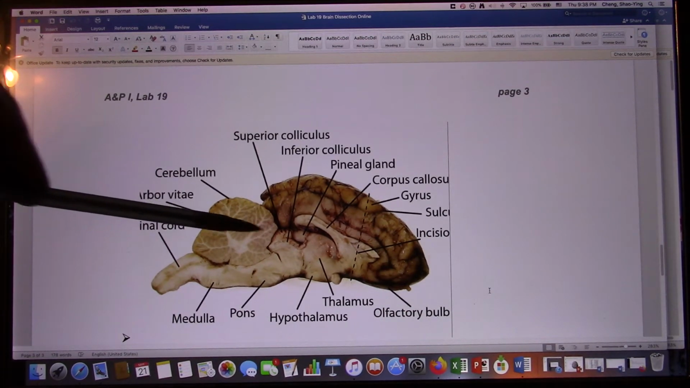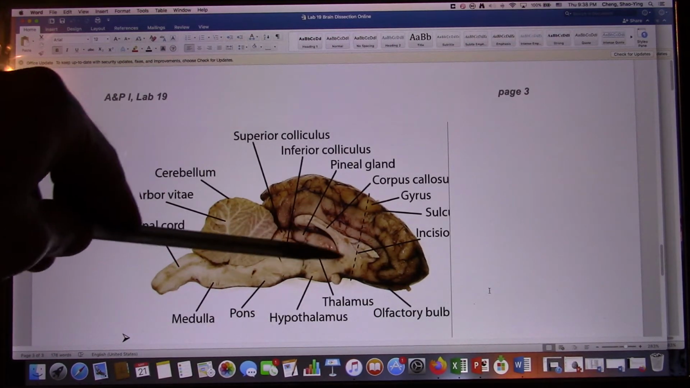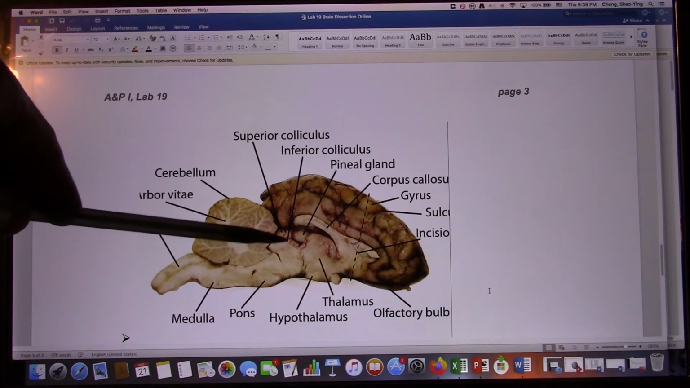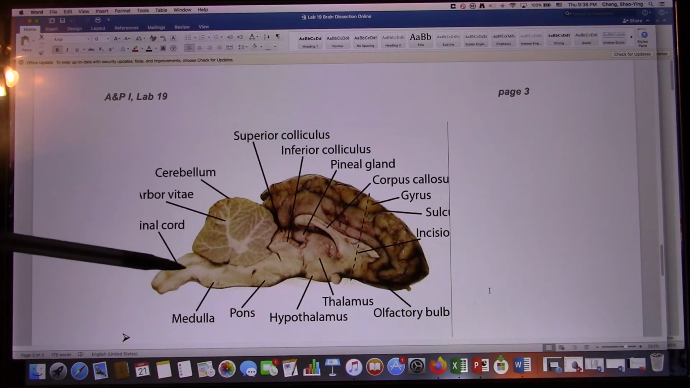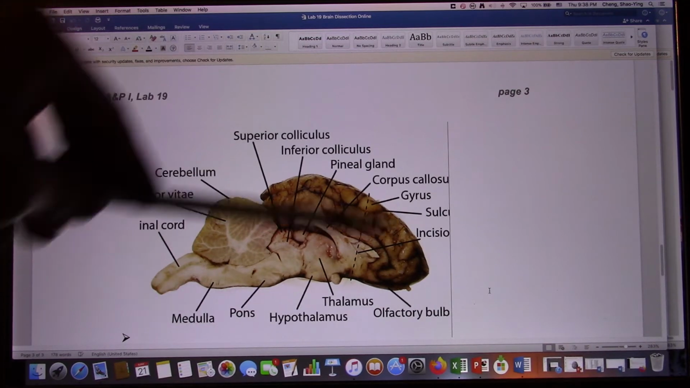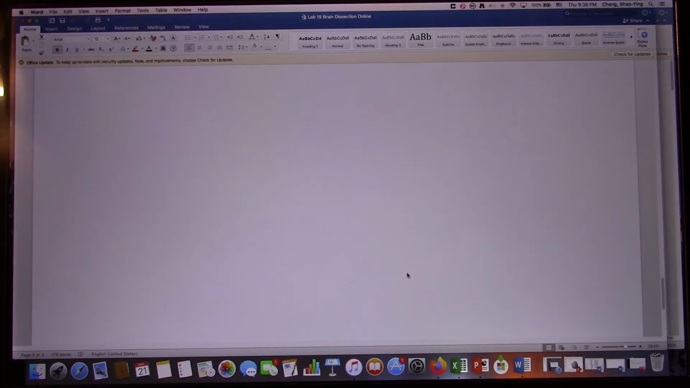Let's look at the ventricles. The third ventricle is not very obvious. It's around the diencephalon area, but you can see the fourth ventricle. It will go down to here. You'll find this is a small hole between the cerebellum and the brainstem. This is the fourth ventricle. It will keep going down to the spinal cord to here. So that's basically the structure of the sheep's brain.